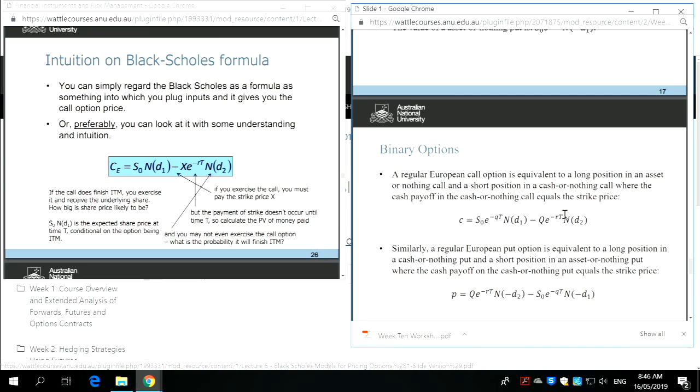And a short position in the cash-or-nothing call option, right? So that's the value of the cash-or-nothing call. So basically, the regular call option is a long position in the asset-or-nothing call, and a short position in the cash-or-nothing call. And similarly, we can give intuition on the regular European put option. A regular European put option is really a long position in a cash-or-nothing put, and a short position in the asset-or-nothing put, right? So that's just some interesting fact.